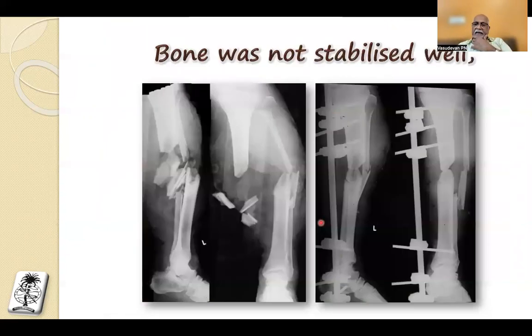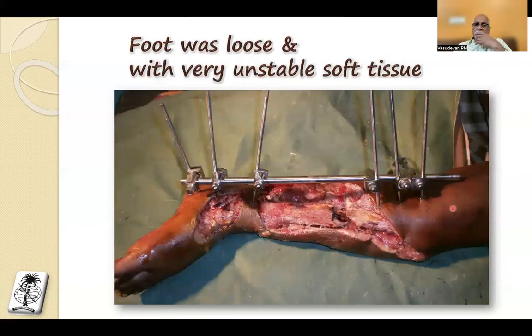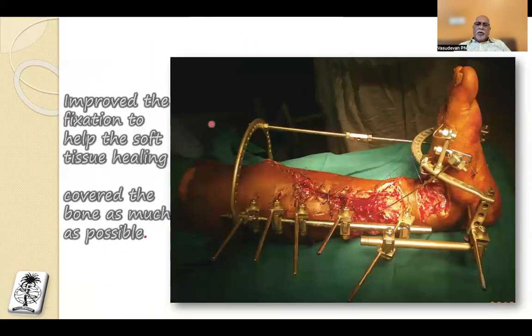This was his X-ray and the fixators. Only one pin on this fragment. Every time he moves, this bone also moves. It is a very unstable soft tissue. So I have improved the fixation so that the soft tissues will all supply the bone better. And a partial bursting closure.